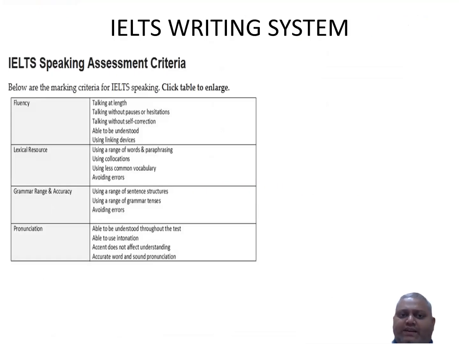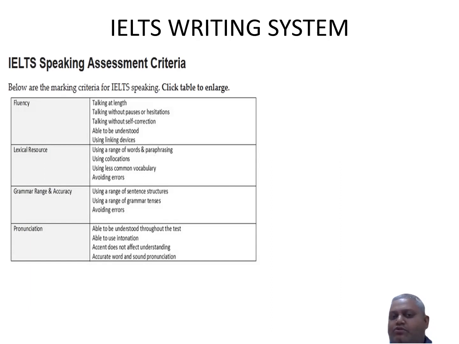This is the IELTS writing system. What are the IELTS speaking assessment criteria? Below are the marking criteria for IELTS speaking. You can enlarge it: fluency, lexical resource, grammatical range and accuracy, and pronunciation. Fluency means you should be talking at length. You should talk without pauses or hesitations. You should talk without self-correction, like "I are a boy. Sorry, I am a boy." So you have self-corrected yourself. You should not do that.